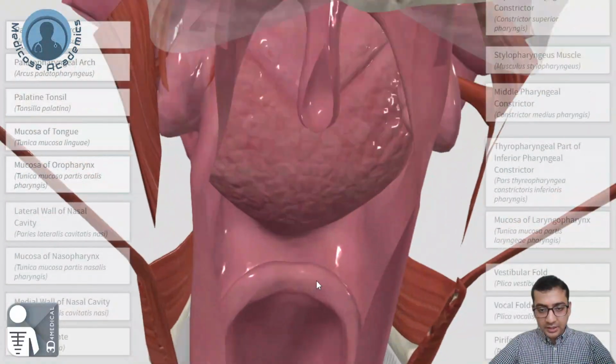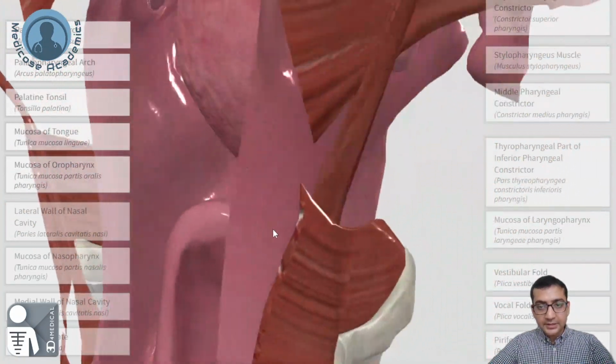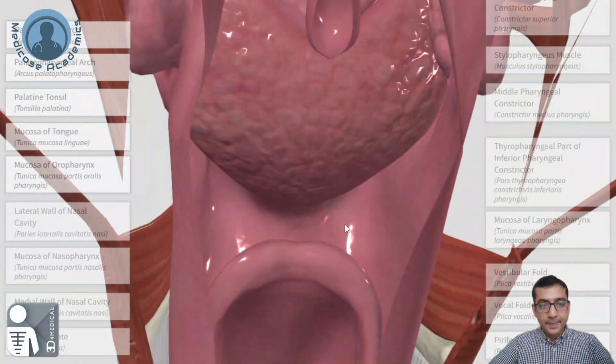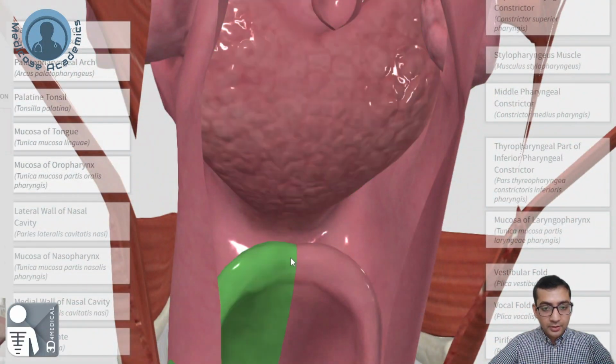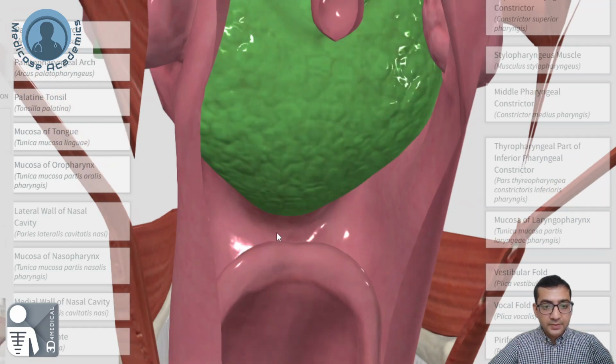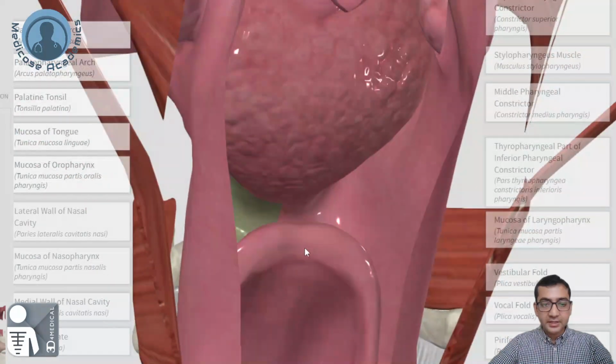Here, between the tongue and this tip, this is called the vallecula. This space between the epiglottis behind and the tongue in front, epiglottis behind and tongue in front, this space is called the vallecula. This is a dip that is present between the two.